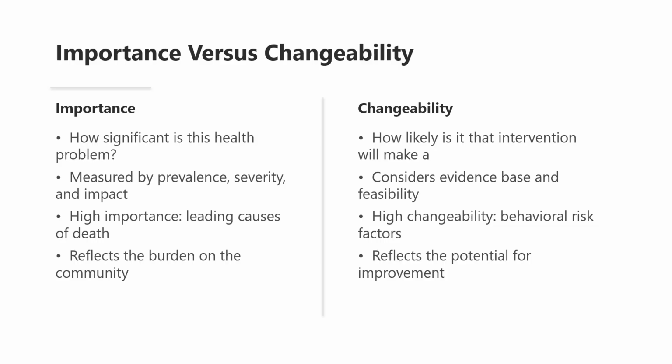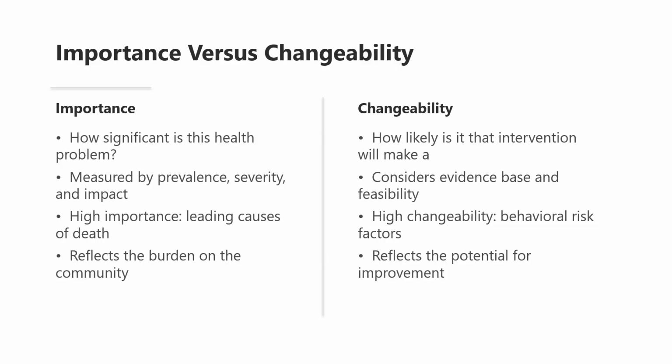Beyond the Hanlon method, I want to introduce you to the importance versus changeability matrix. This provides a simpler but really complementary framework for prioritization. This two-dimensional model is often used alongside or instead of the full Hanlon method, and I find it is a great way to think through your options.